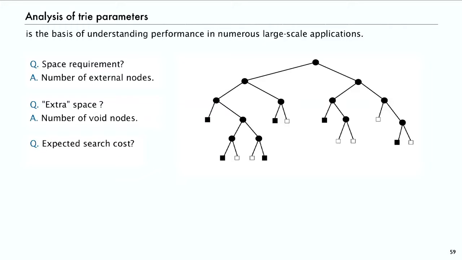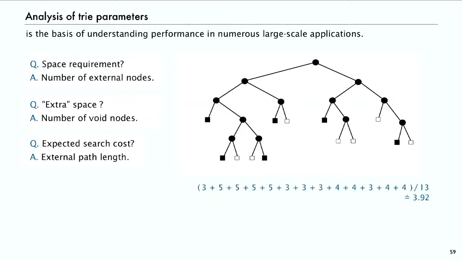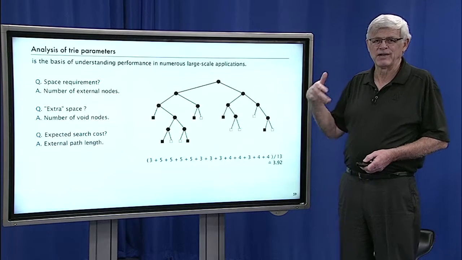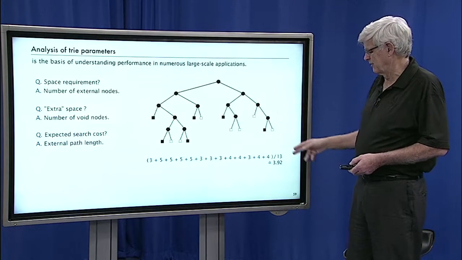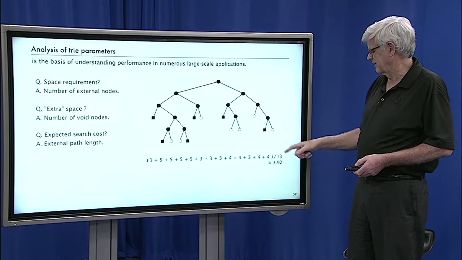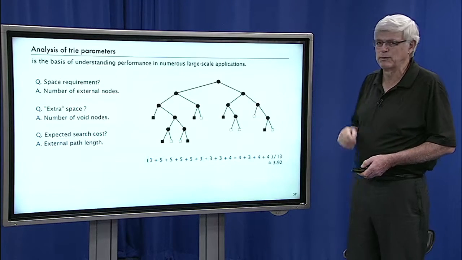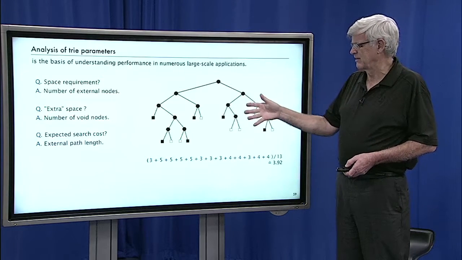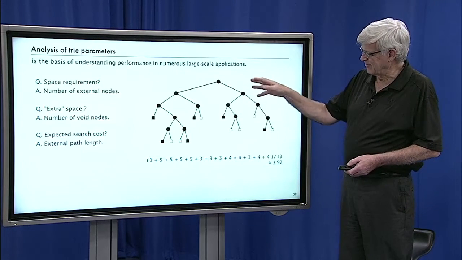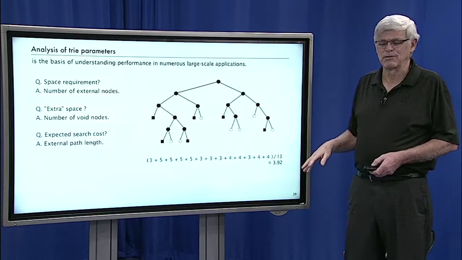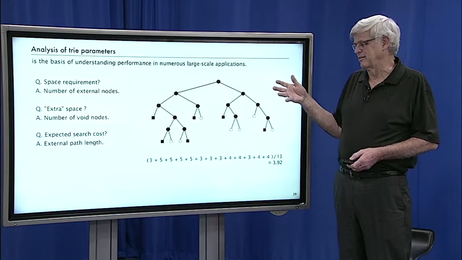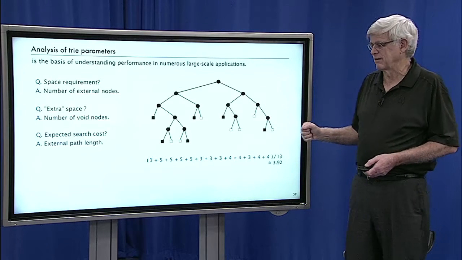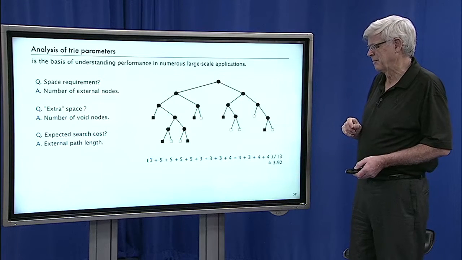What about the expected search cost? Well, like with BSTs, that's the external path length. That's the distance from the root to all the external nodes, the average distance. So the average external path length of this trie is 3.92. That's the search cost. Now you notice that even if half your nodes are void, that's only going to add half to this extra cost. So that's part of the reason that tries are effective. You can have plenty of void nodes, and it's not going to affect the search cost all that much.